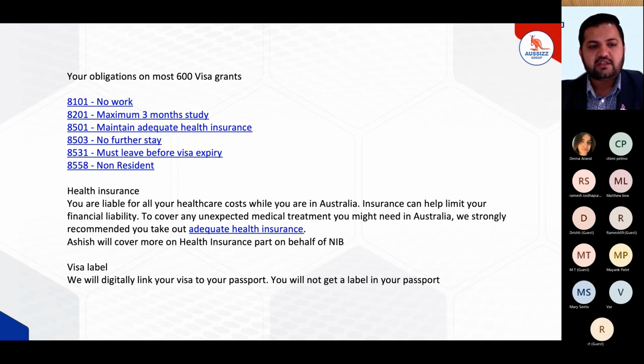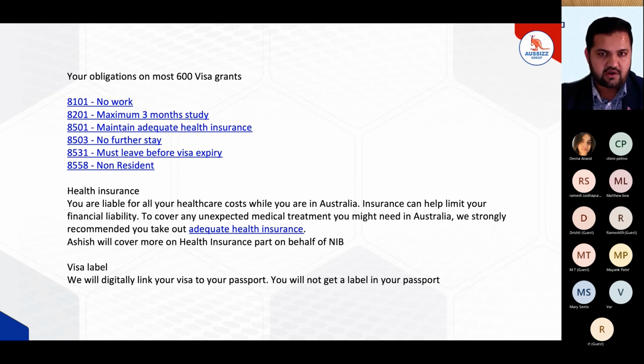The 8558 is a non-resident condition, which I just covered earlier, which is you cannot stay more than 4 months out of 18 months, even if you are permanent residents' parents or citizens' parents. Health insurance, obviously being a visitor or temporary visa holder, you are liable for your own medical health insurance in Australia.